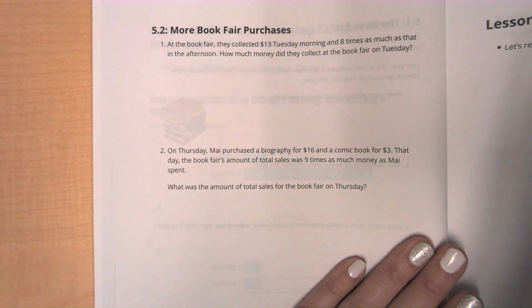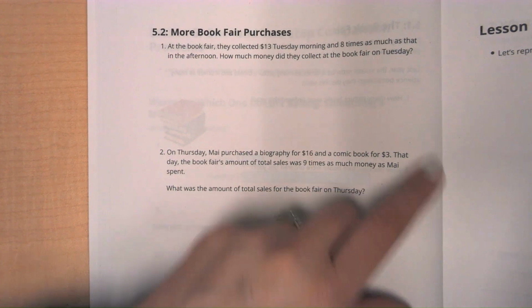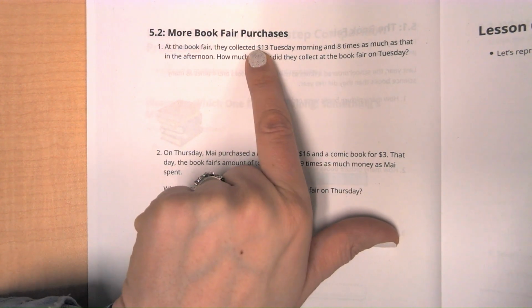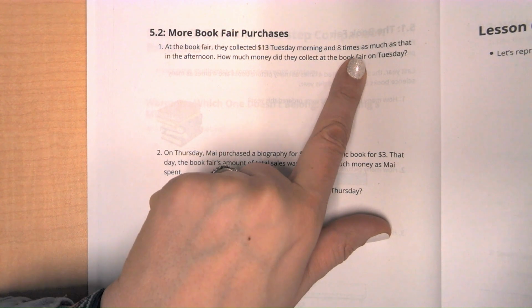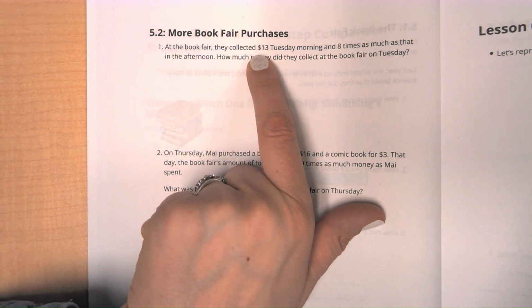Now, on page 24, they have another story problem. At the book fair, they collected $13 Tuesday morning and 8 times as much as that in the afternoon. How much money did they collect at the book fair on Tuesday? The kicker here is to remember, we know we have Tuesday morning, 8 times. We didn't collect $8 in Tuesday afternoon. We collected 8 times as much as what we did in the morning.